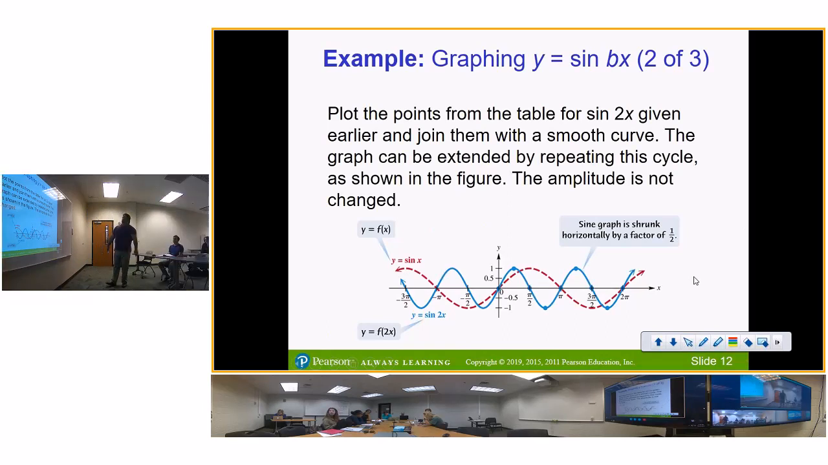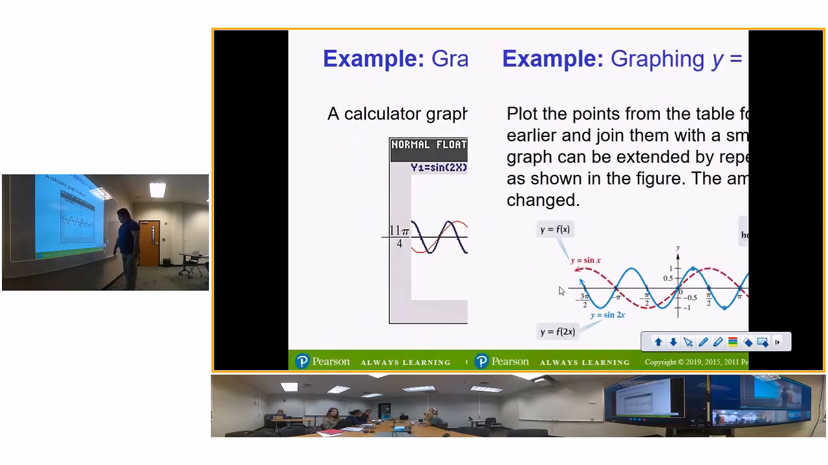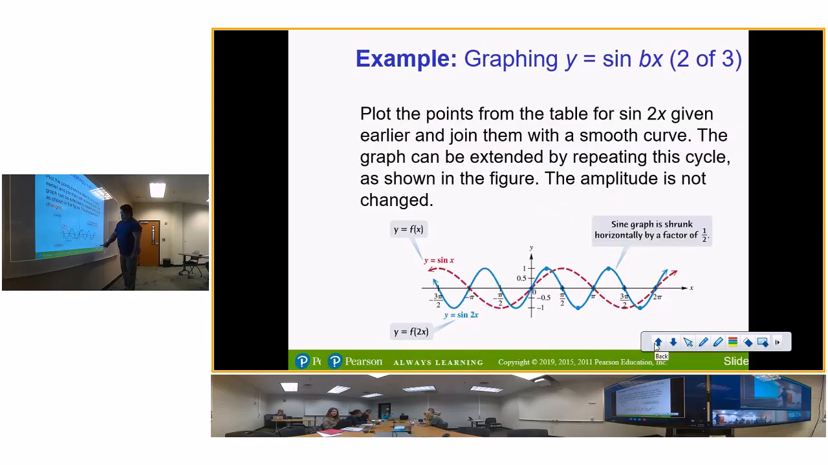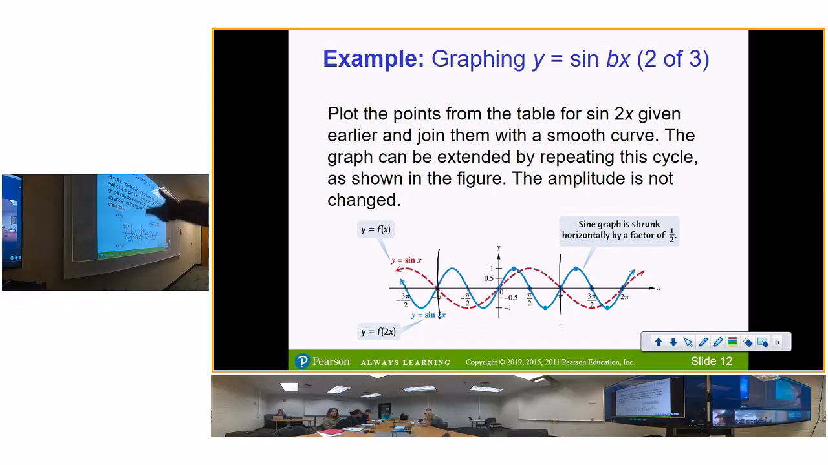Plot the points from the table. In this case, the graph shrunk because instead of going to 2 pi, I'm only going to go to pi. You see what I'm saying? And negative pi. So my period at the beginning was from negative 2 pi to 2 pi. Now, with this last example, we just got a period of pi.